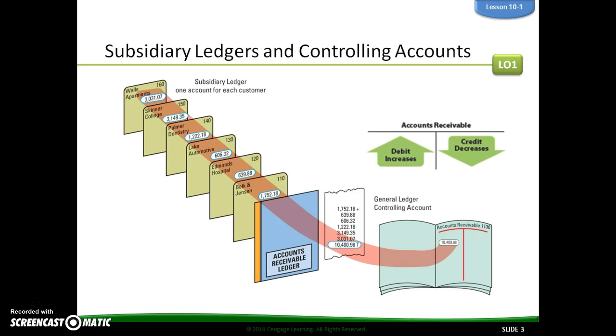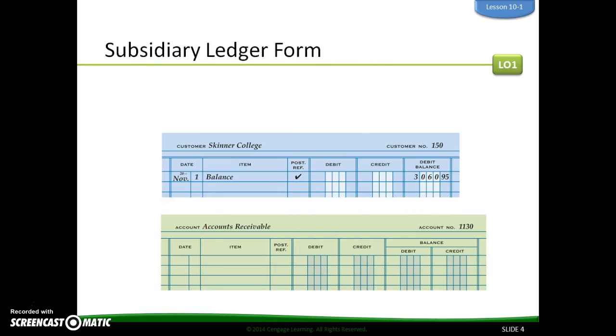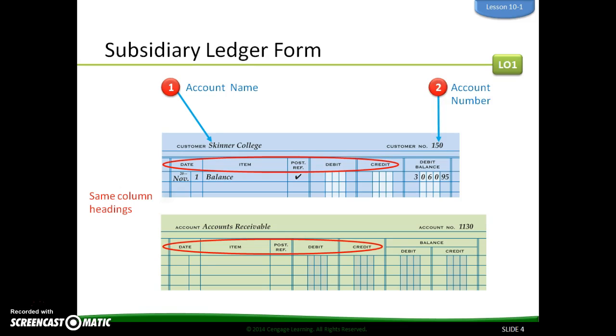Okay, now just remember that a debit increases our accounts receivable and a credit is going to decrease our accounts receivable. All right, so the subsidiary ledger form that we're looking at here, whenever we are recording information, we have the same column headings on our subsidiary ledger that we do in our accounts receivable ledger. So we have the account name and the account number, the date information, and the balance information. We do a check mark in terms of posting our reference, and then the account balance.